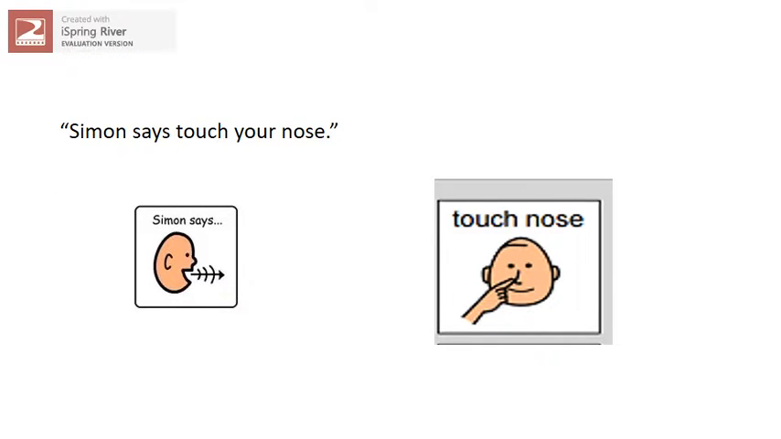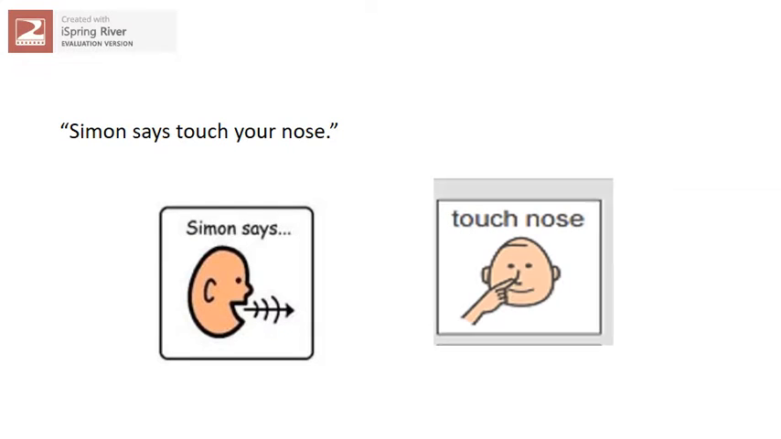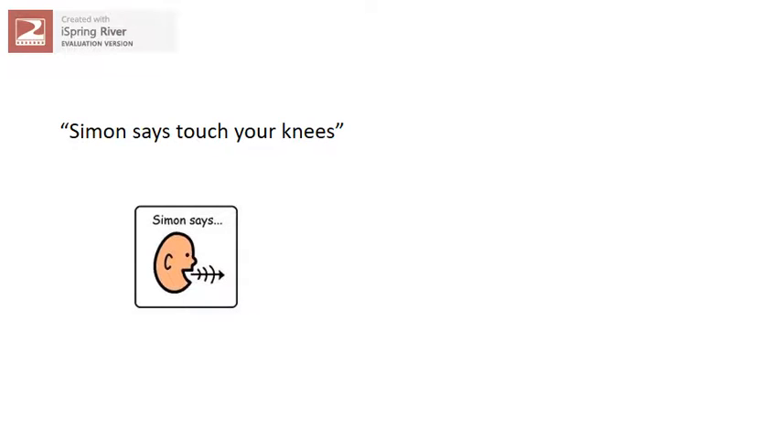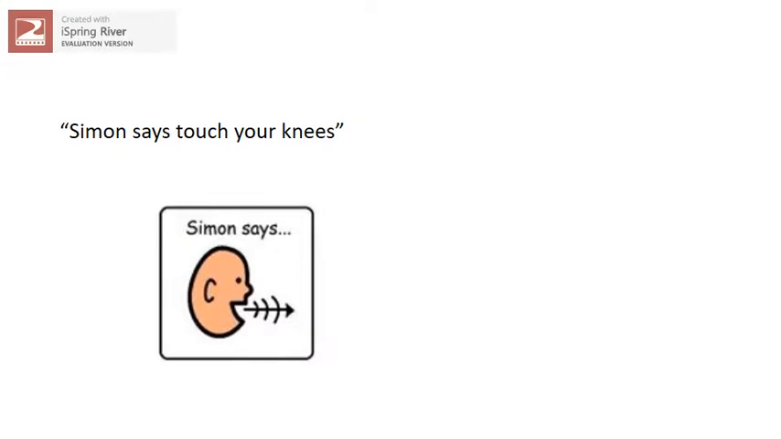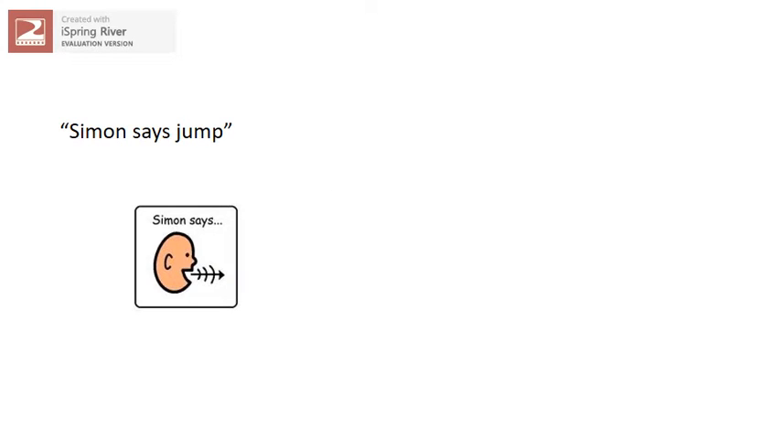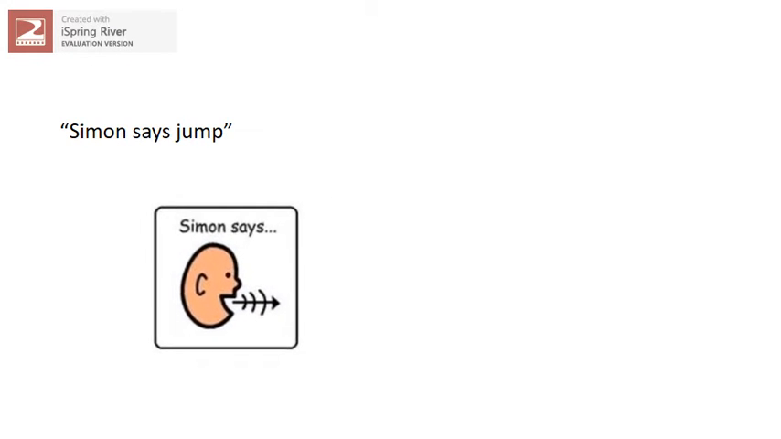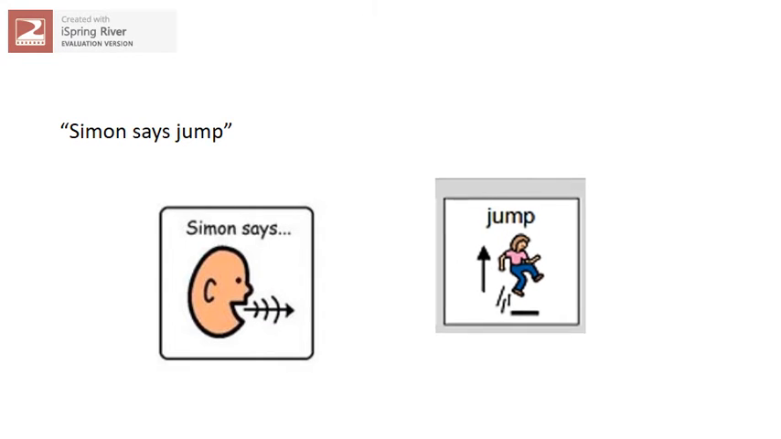For example, the teacher would say, Simon says touch your nose. The student will then touch their nose. Simon says touch your knees. The student will then touch their knees. Simon says, jump. The student will then jump.